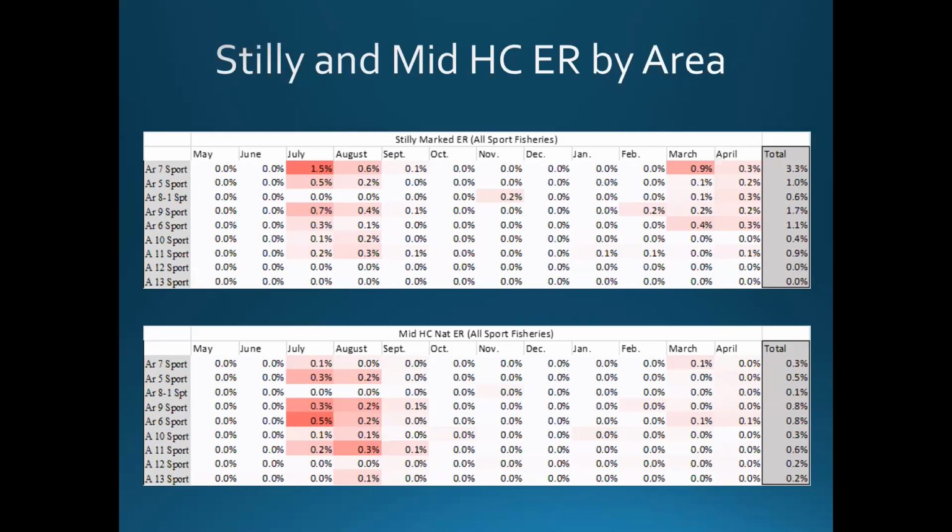We have had those discussions before, and if folks remember, I think it was 2017, we were actually mark selective in Area 10 after we had the 2016 closure. So it's not unprecedented, but it's not necessarily something that we regularly employ as part of our coho management regime. Okay.